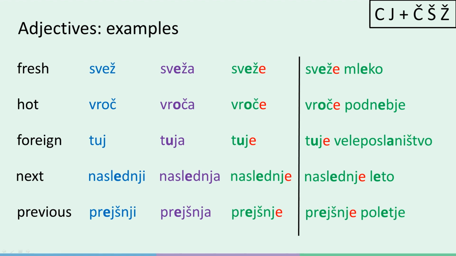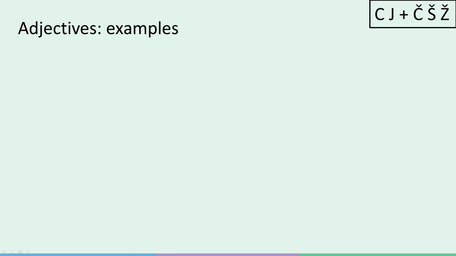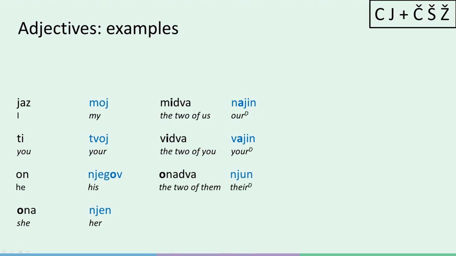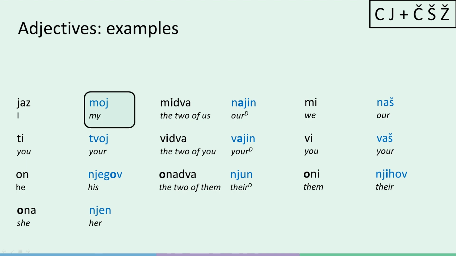More commonly used than these adjectives, and so more important, are however possessive pronouns. The Slovene possessive pronouns are moj, tvoj, njegov, njen, najin, vajin, njun, naš, vaš, njihov. They're colored blue because these forms, which are considered the basic forms, are masculine. So, let's find the ones that'll be affected by our rule. Moj, tvoj, naš, vaš.